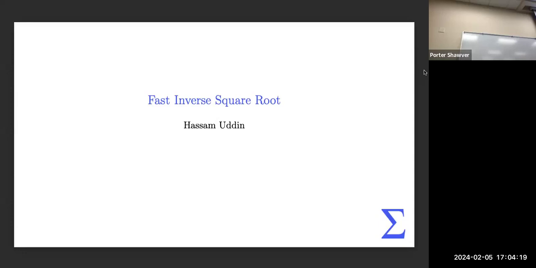So I'm going to be talking about something called the fast inverse square root, which is sort of like a famous algorithm, a weird kind of thing that showed up in the Quake source code. And then I'll also be talking a little bit about how computers think about floating point numbers, like decimal numbers, where the name float comes from.